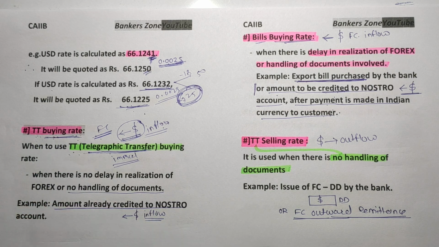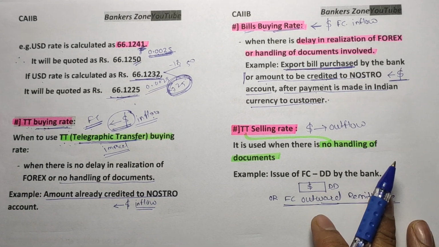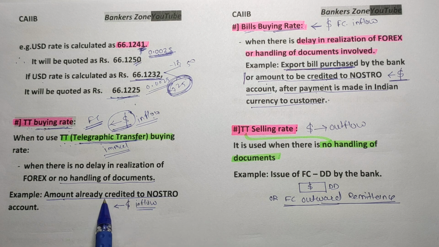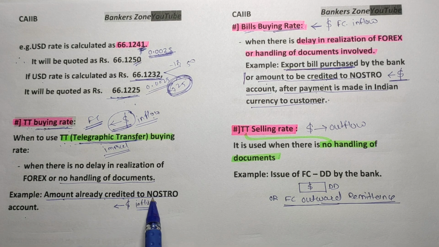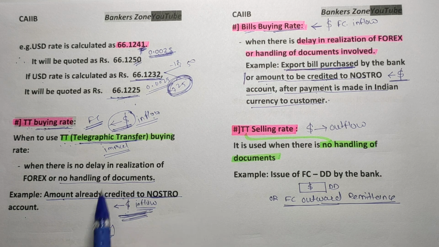Okay, TT buying rate. For example, see here, one important example: amount already credited to Nostro account. That means your Nostro account will get credited with the foreign currency. That means the dollar is coming to you. When the dollar is coming to you, that means you have purchased that dollar, right? That's why that is the buying rate. And the amount has already been credited, that means there is no delay involved. That's why we have to use the TT buying rate.